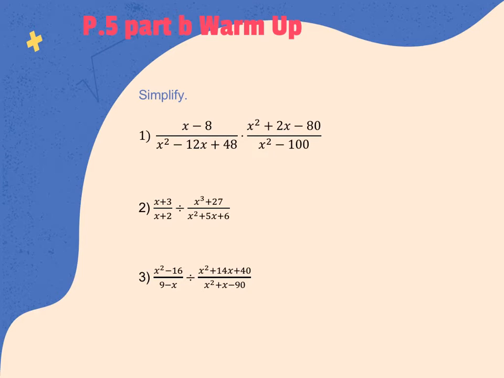Okay, so in part B of P5, we talked about multiplying and dividing rational expressions, right? We started with simplifying, then we multiply and divide, which means if we're multiplying, we factor all the parts of our fraction that we can, and cancel top to bottom or diagonally. And if we're dividing, we're doing stay, change, flip, keep, change, flip, and doing the same. Keeping the first, changing the sign to multiplication, flipping the second, and then factoring, cross-canceling or canceling top to bottom.